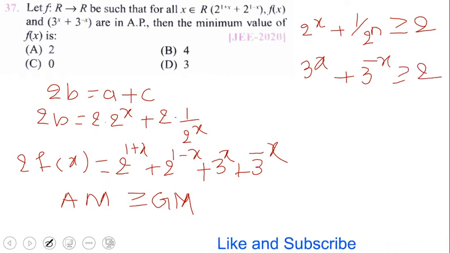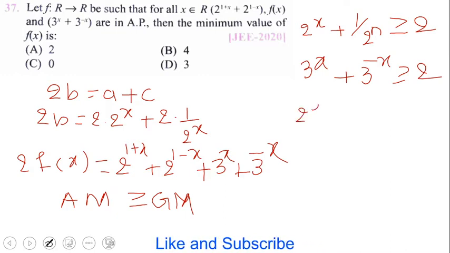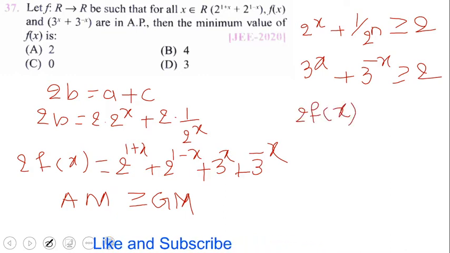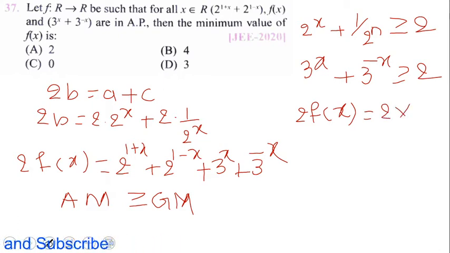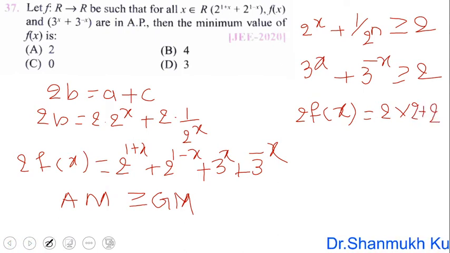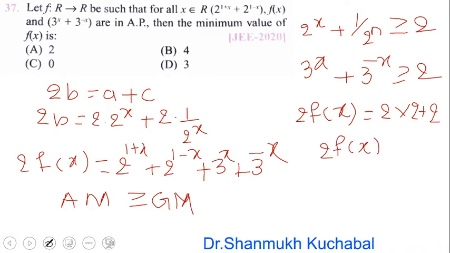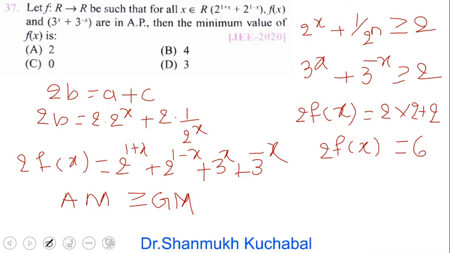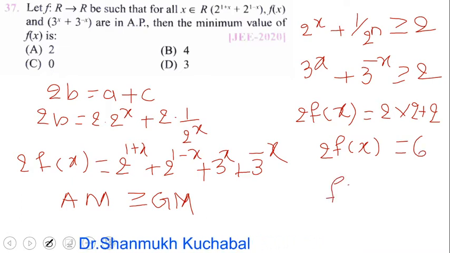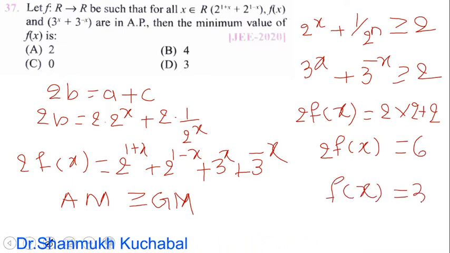So we will observe that 2 into f(x) is 2 into 2, plus 3^x + 3^(−x), it is 2. So simplifying this, we get 2 f(x) as 6. So simplifying, we get f(x) as 3 here. Therefore clearly option D is the right answer here.